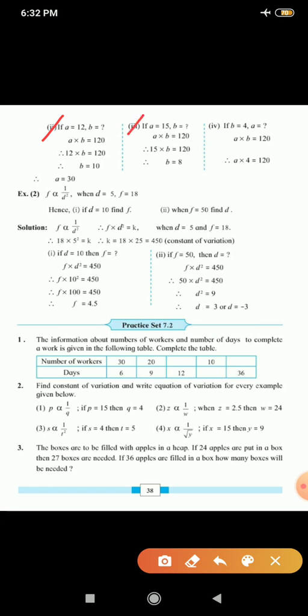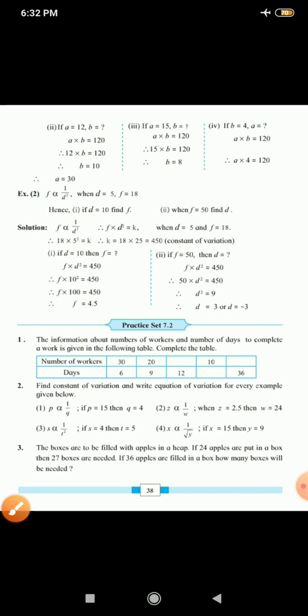Fourth one, if B is equal to 4, A is equal to question mark, or find A, then A into B is equal to 120. Therefore, A into 4 is 120. A is equal to 30. Okay. Now, second example: if f varies inversely as 1 upon d square, when d is equal to 5, f is equal to 18. Hence, first, if d is equal to 10, find f.